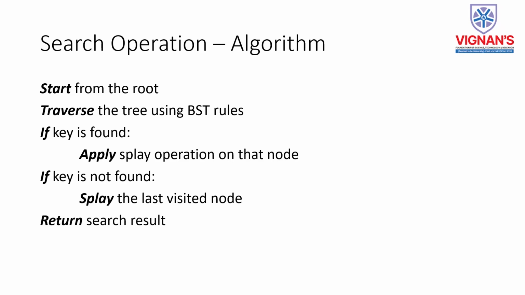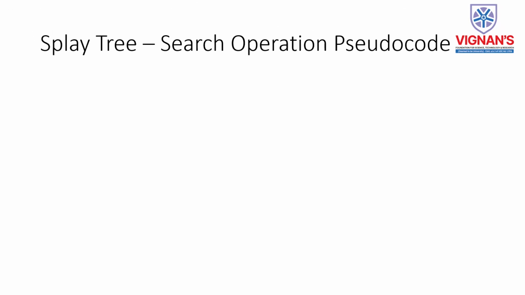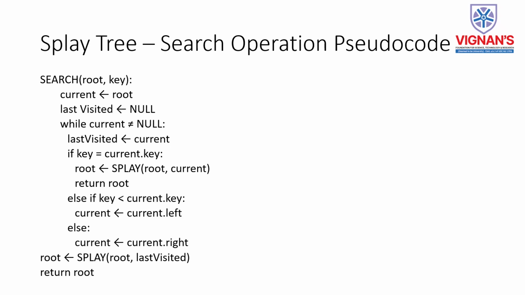Finally, the algorithm returns the result of the search operation. Here is the pseudocode for search operation. Search(root, key). This procedure describes how a search operation is performed in a splay tree.